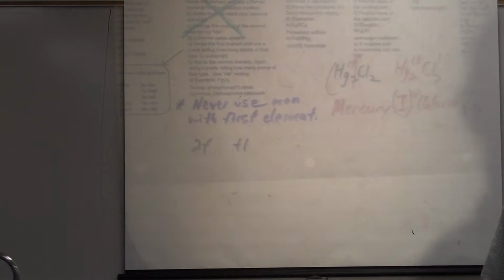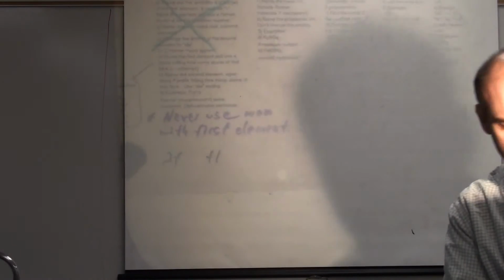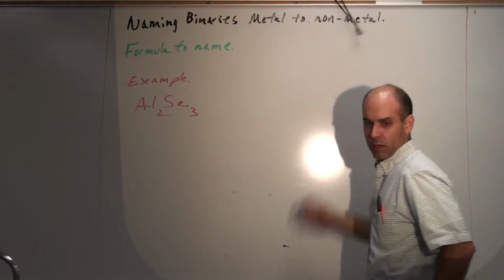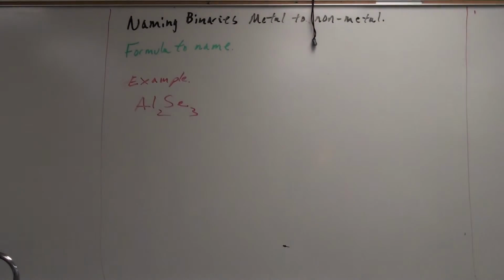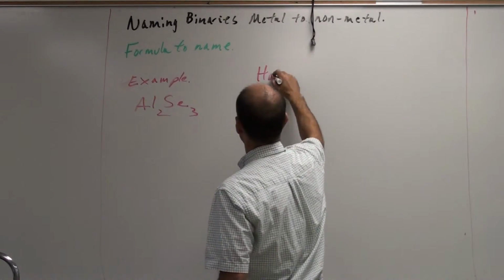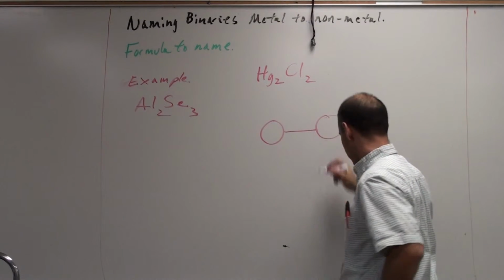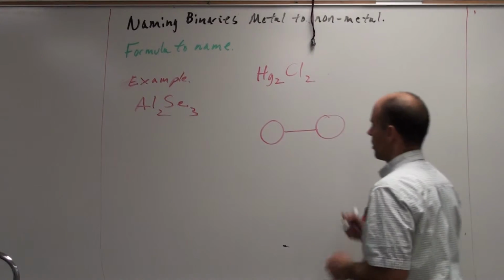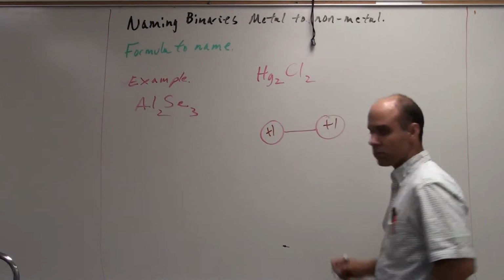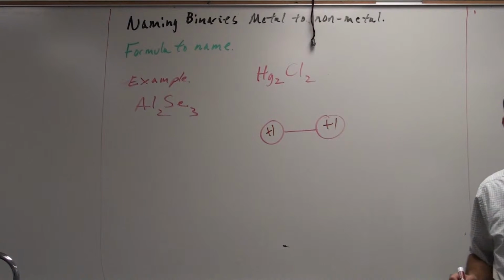So any questions on, yep, where are the ones coming from here? Well, yesterday when I was writing on the board, let me just grab a different overhead. Maybe I'll just draw it. Remember that mercury 1 is automatically diatomic. Mercury 1 is diatomic. So you've got 2 mercury atoms.